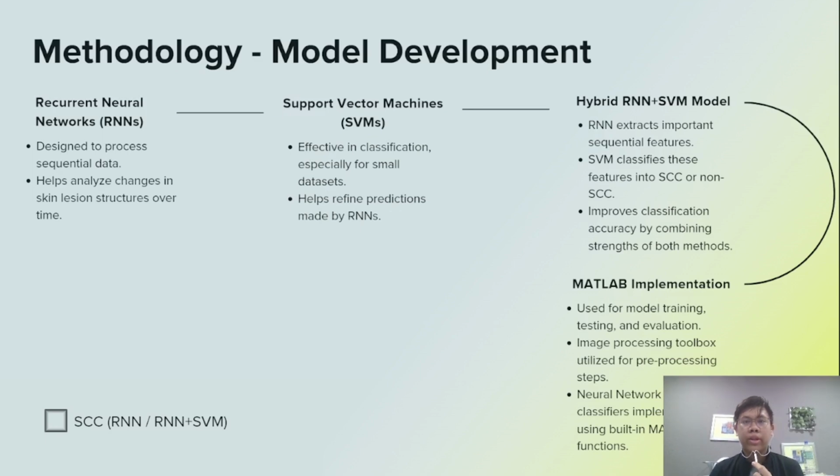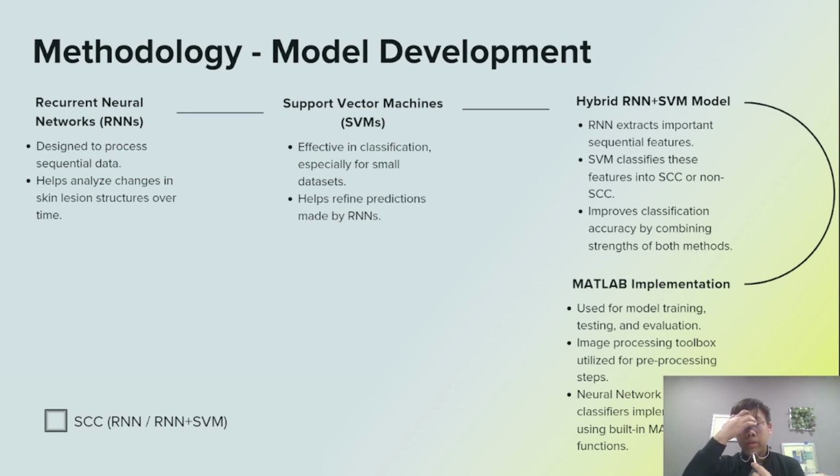Next is the model development. The RNN, which is a recurrent neural network, is designed to process sequential data. It also helps analyze changes in skin lesion structures over time. Next, support vector machines, SVMs. They are effective in classification, especially for small datasets. They also help refine predictions made by RNNs.